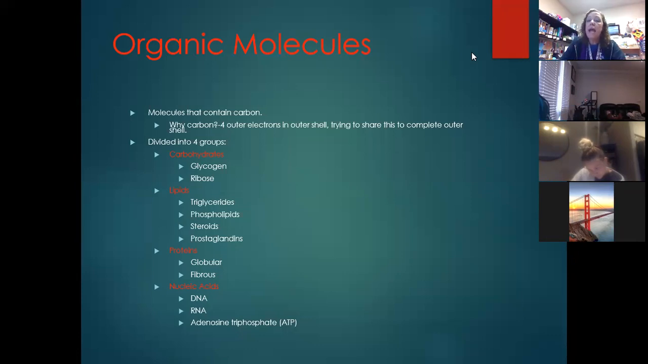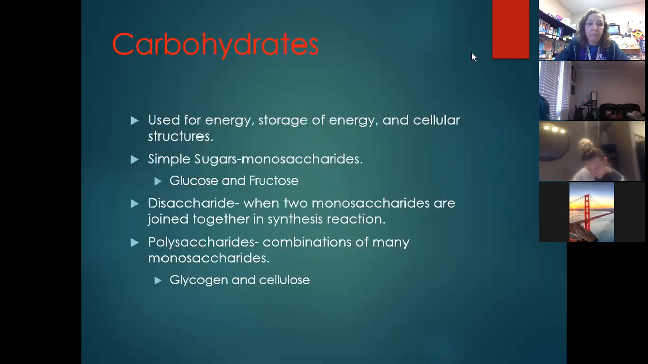So these 4 categories are the organic molecules. Organic meaning there is hydrocarbon in the molecule. Then we just kind of did a quick run across our organic molecules. Carbohydrates are made of sugars. We can have multiple sugars bonded together.